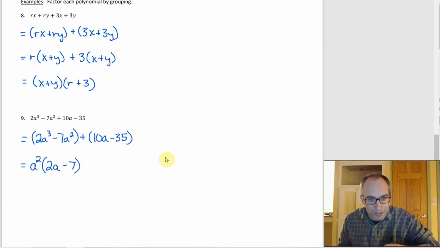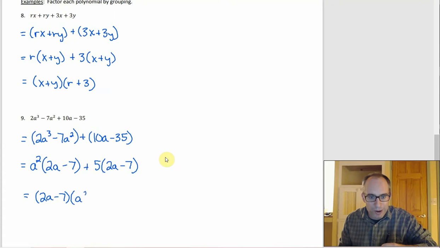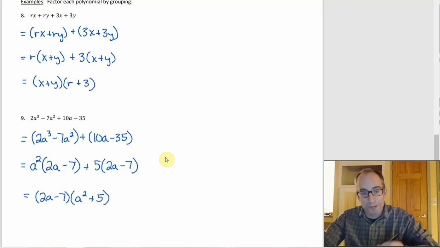And if we do that, then in the first term, we'd be left with a 2a. Second term, we're left with a 7. And then if we go down here, we can't factor any a's out because we just got a constant here, but 10 and 35 are both divisible by 5. So we could factor a 5 out, and we'd be left with 2a from the first term, and then minus 7. Oh, look, 2a minus 7's in both. So then we could factor that out. And then from that first product, we're just left with a squared. From the second one, we're left with 5. There's the answer. 2a minus 7 times a squared plus 5.